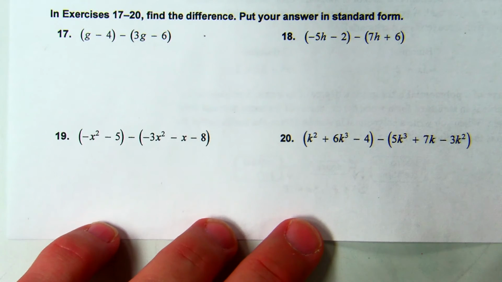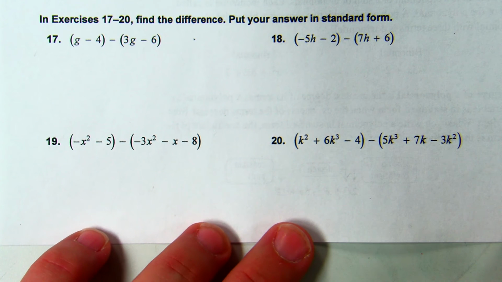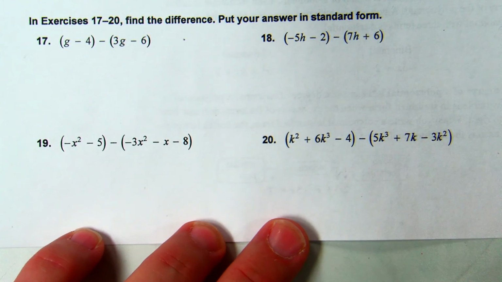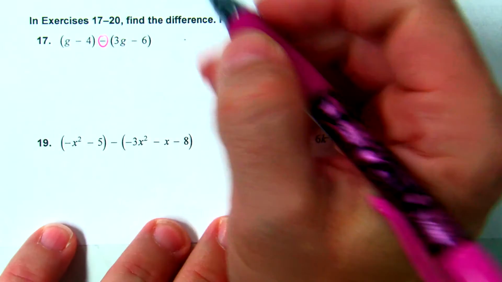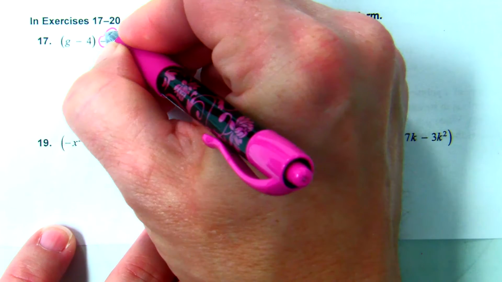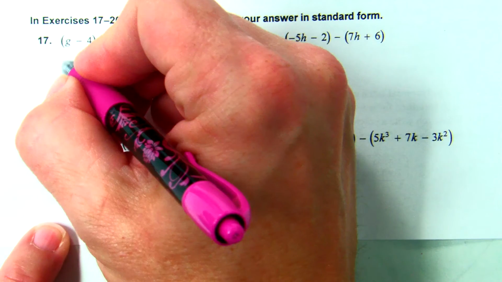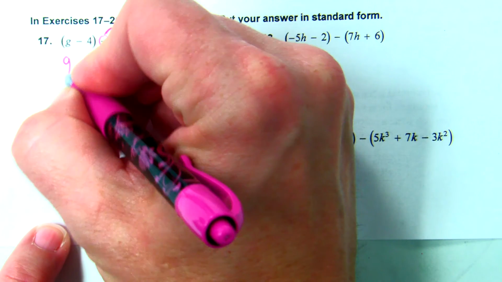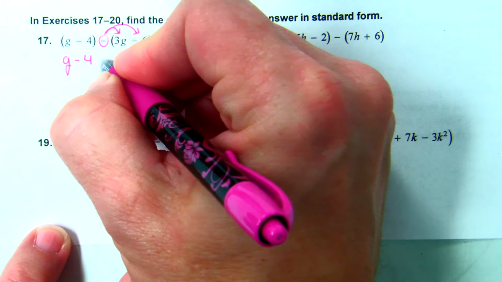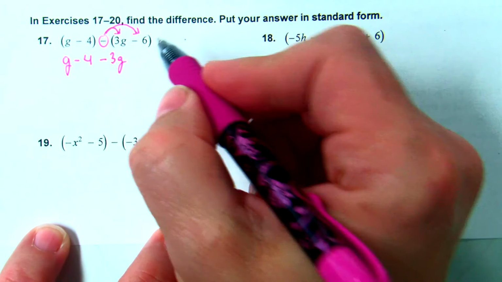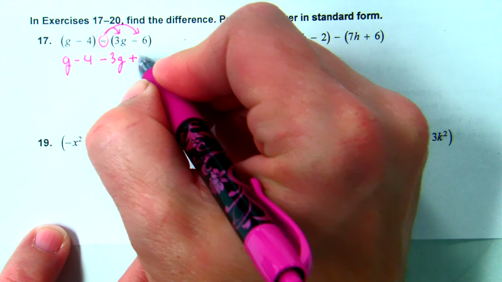All right, on the next section, we're actually going to be finding the differences. So we will have to do something about those signs in the parentheses because we have a negative in front of this second part of the expression. So number 17 now, when we have the negative, that negative simply changes the sign of everything in the parentheses. So we're going to have rewritten before we combine everything. G minus 4, that stays the same. But instead of positive 3g, I have a negative 3g. Instead of a negative 6, I have a positive 6.